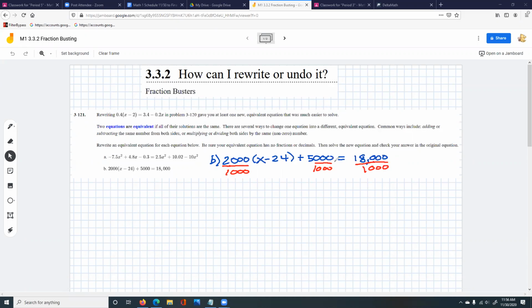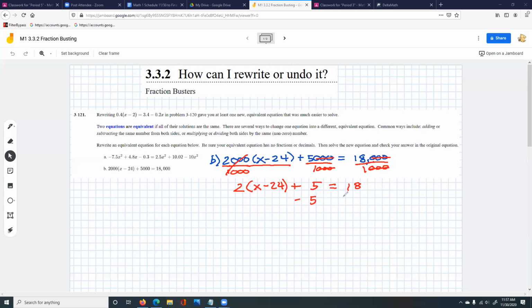Okay, so I'll put a division sign across all of them like that, and this whole thing is divided by. Since this has 3 zeros, I can cross out all 3 of those zeros, right? So 2,000 divided by 1,000 will just be 2 times x minus 24 plus 5 equals 18. So that is called fraction busting too, because we're dividing by 1,000 to get rid of all those zeros. Now we have no more zeros to distract us, and we could just solve the problem.